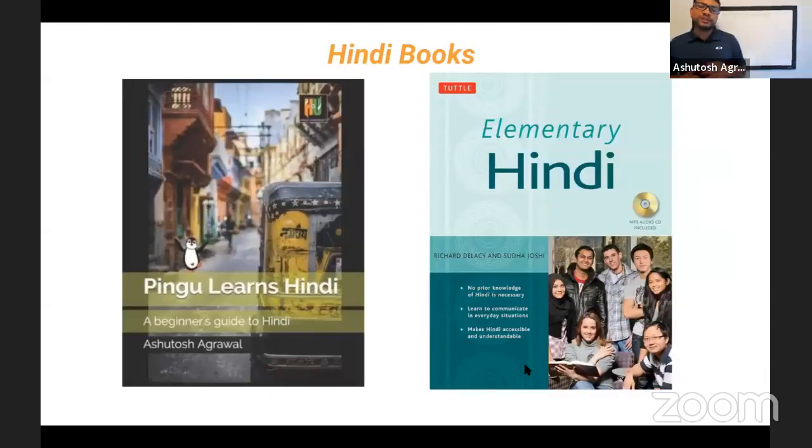As you know, this year we've been following two main books. Pingu Learns Hindi, which is the Hindi book for complete beginners, is written by the Hindi University platform itself. The second one is the Intermediate Plus book, which, even though it says elementary, also covers topics at almost the intermediate level. The book is written by Professor Richard Delacy and Sudha Joshi. Richard Delacy is also a Hindi professor at Harvard University.